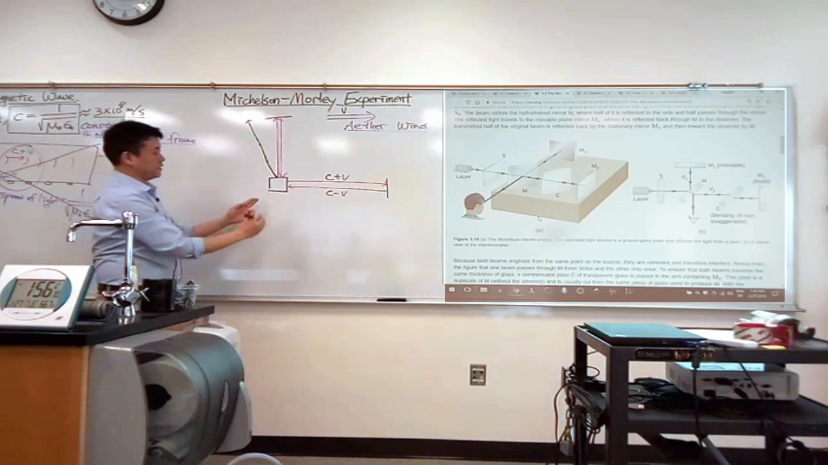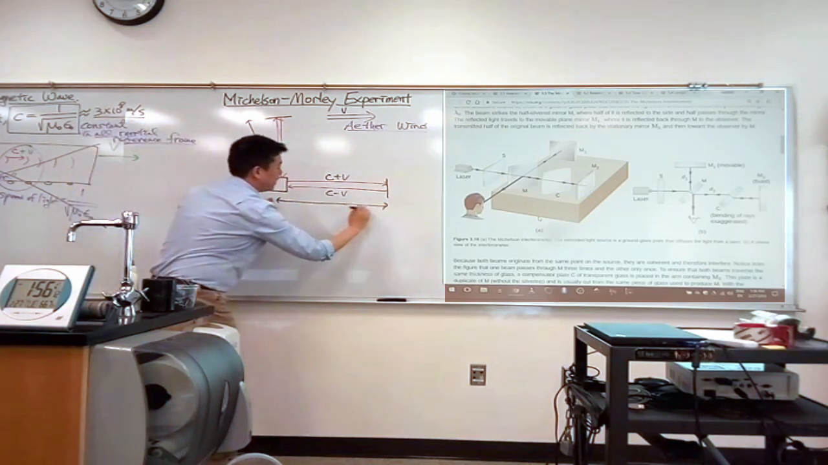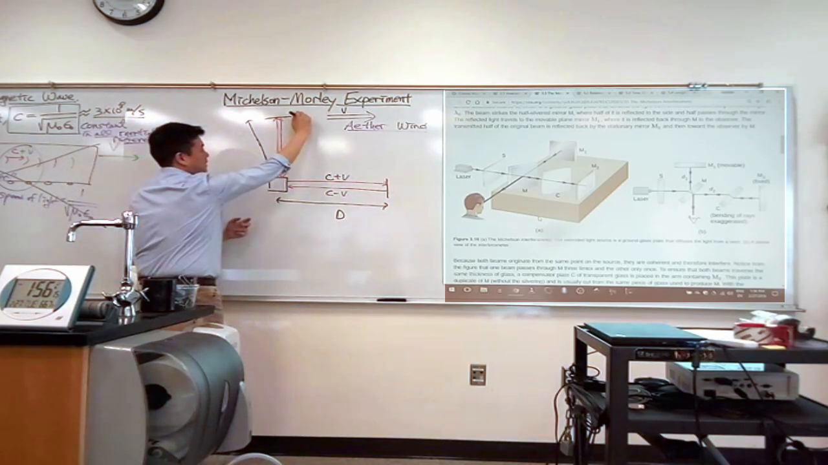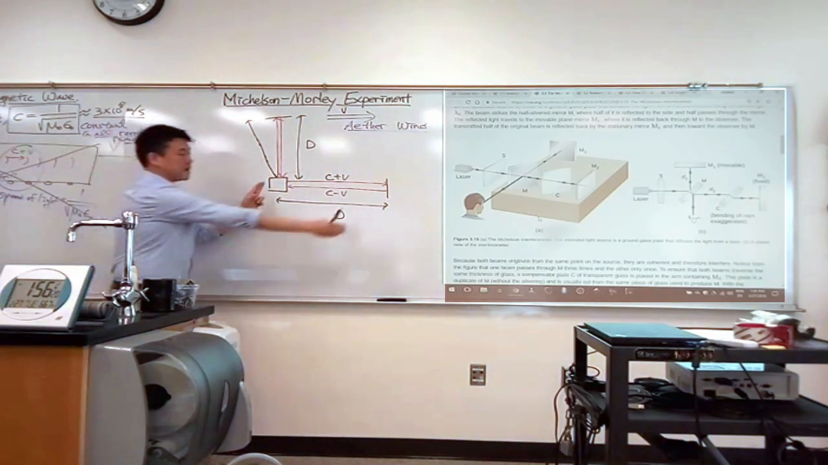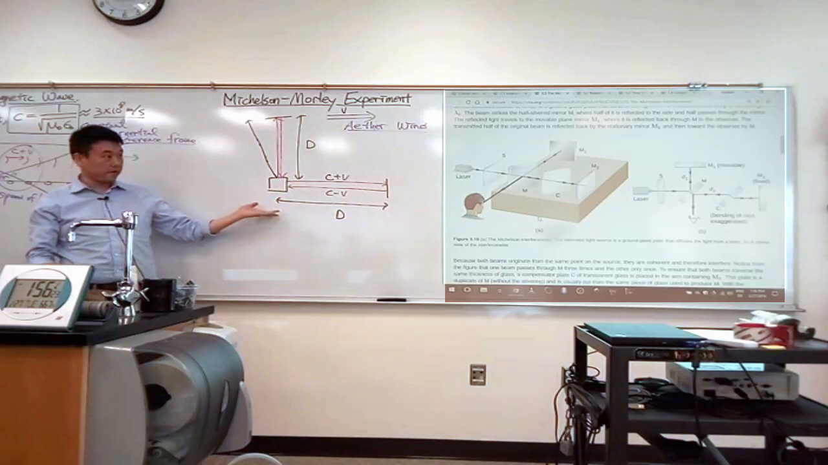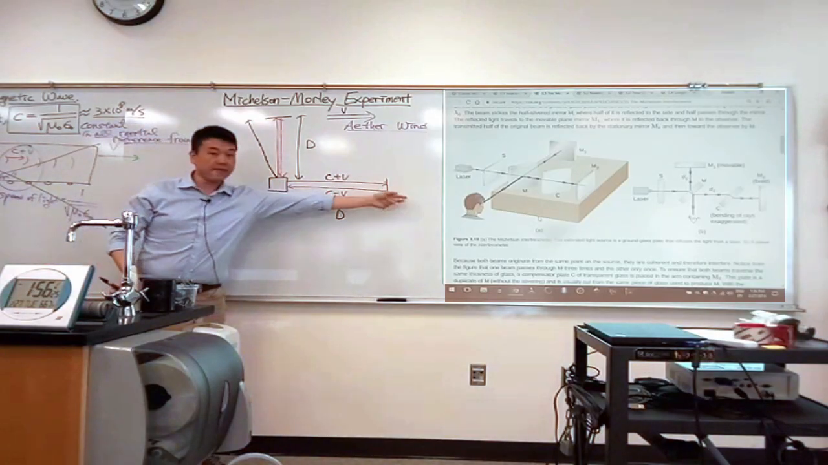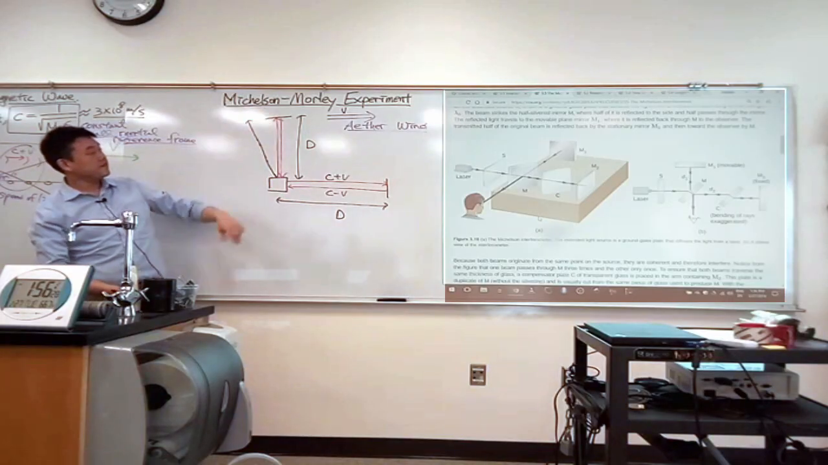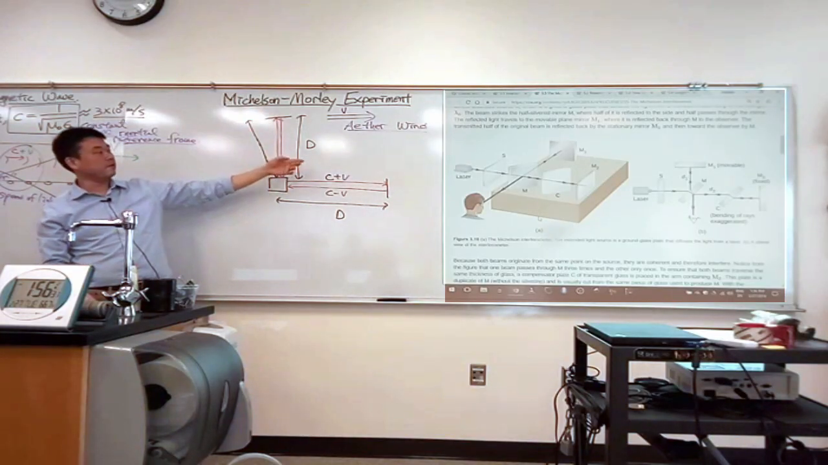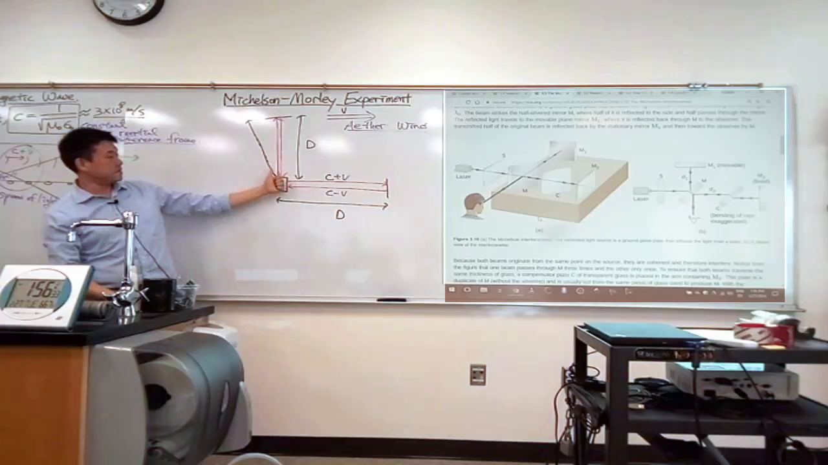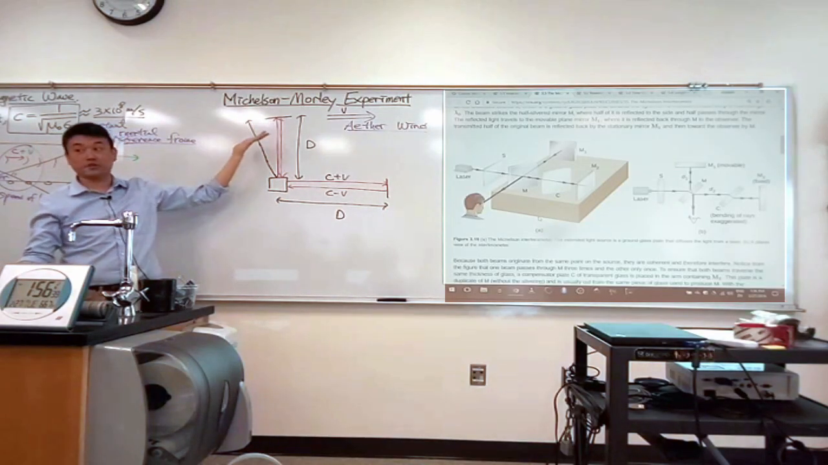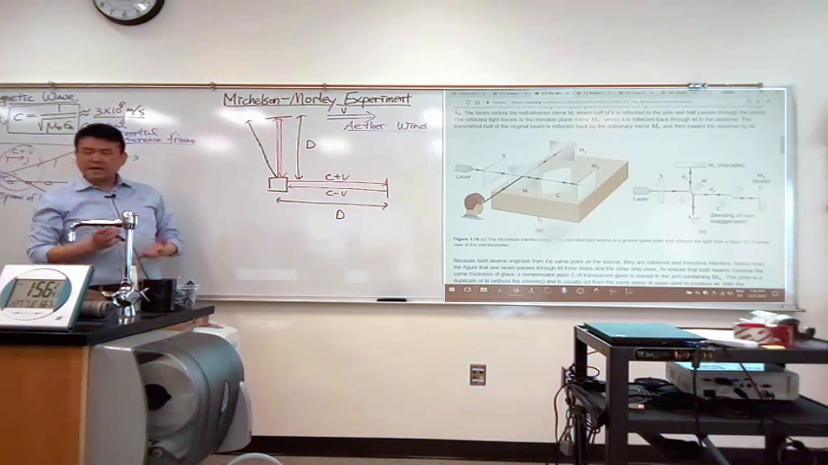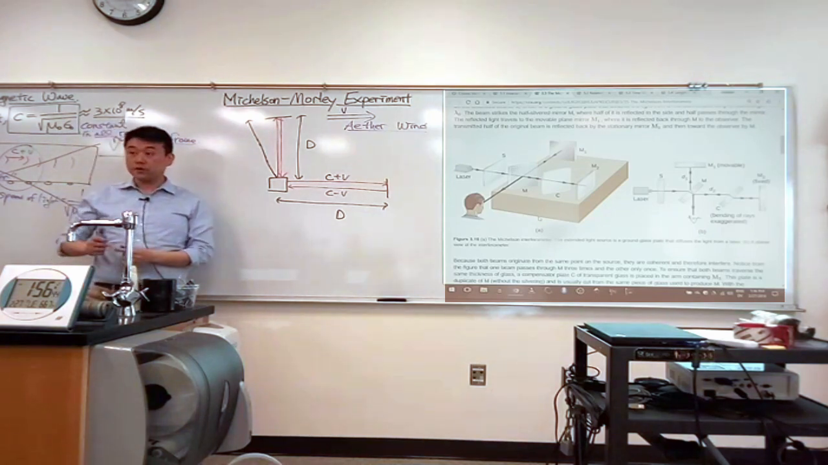If this apparatus has an arm length of d, let's say they both have the same arm length d on both sides, then on this arm you would say the distance traveled is 2d, one way and then back. On this side, you have to be a little more careful. You're not traveling 2d because it's working against the current, so it has to use a component of velocity against the current. Yeah?